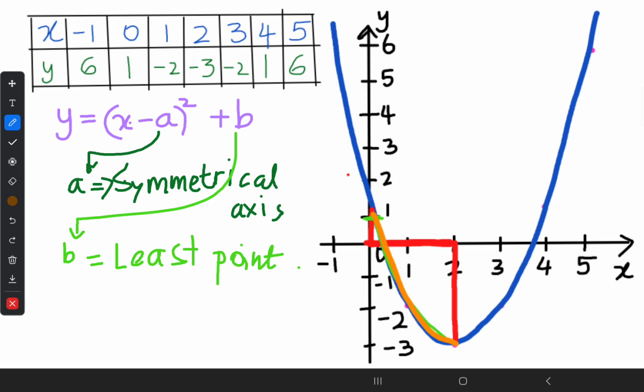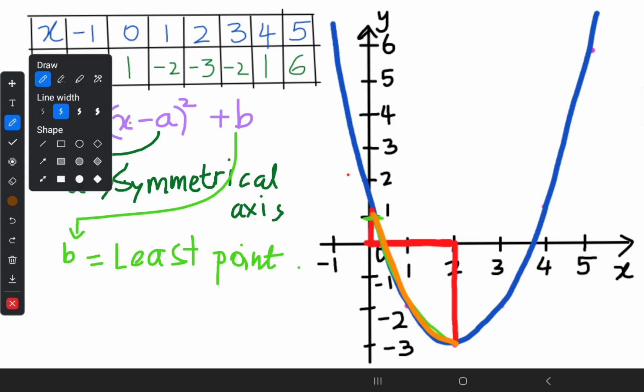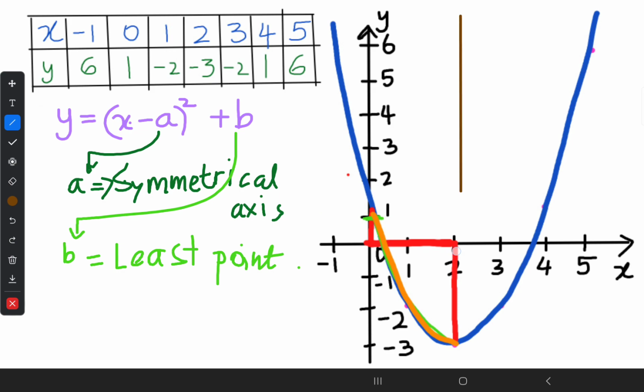A is the symmetrical axis. When we draw a line through x equals positive 2, a straight line going through x equals 2 will bisect the graph into two equal portions. So that means the symmetrical axis of this graph is x equals 2.